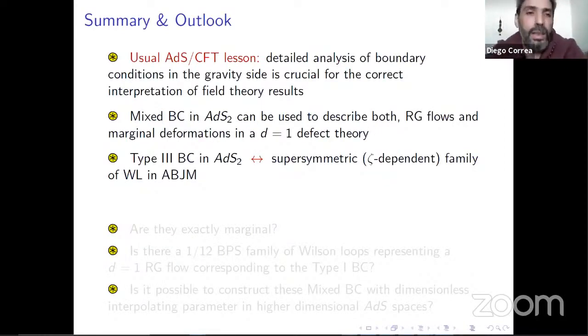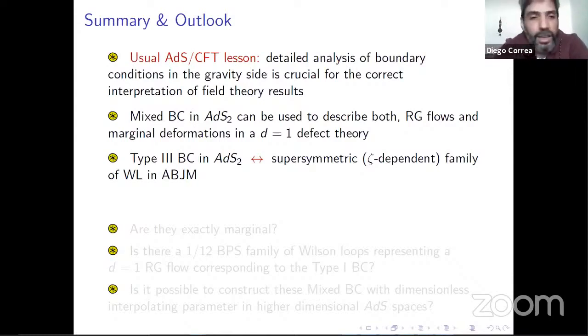So let me just go to my summary and raise a few questions. If I had to say a very basic conclusion, it is that we learned the usual AdS/CFT lesson. Whenever you would like to do a gravity computation and interpret it correctly as a field theory result, you better do a detailed analysis of the boundary conditions in the gravity side.